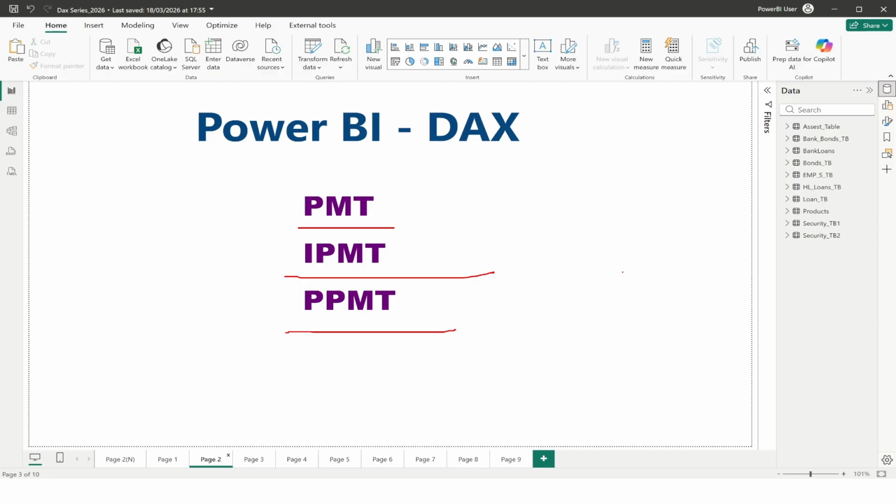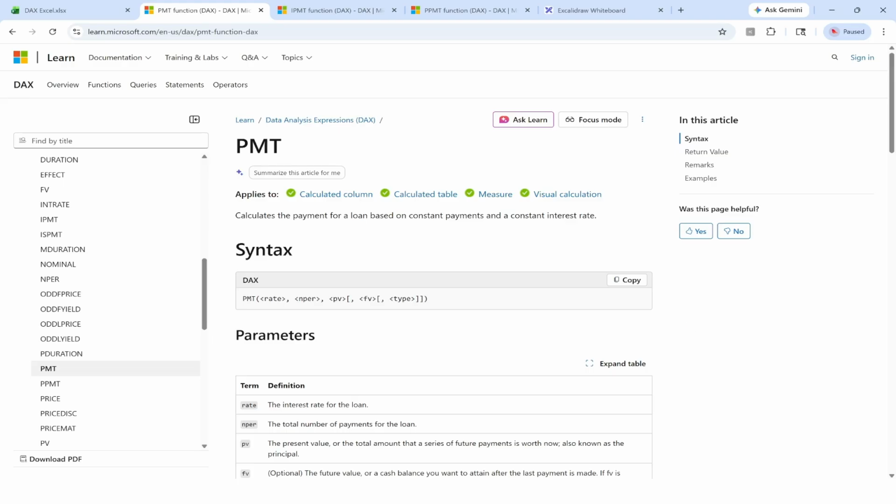Before implementing the DAX, let's understand what these three DAX functions are. Let's jump over to the Microsoft official documentation. Here you see PMT. What will it calculate? It will calculate a payment. PMT stands for payment, based on the loan, constant interest rate and constant payments.